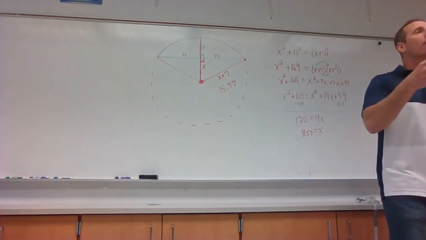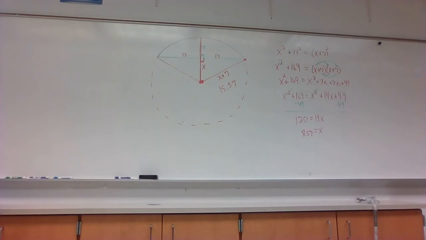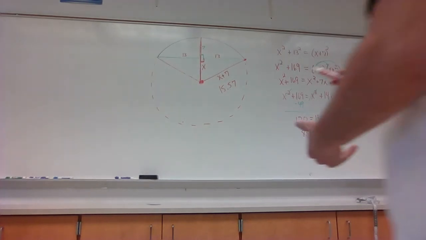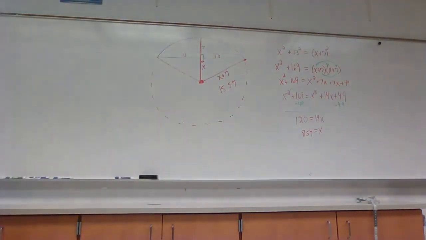Okay? So that dealt with a couple of things we talked about yesterday, and the day before, where a radius is perpendicular to a chord, it bisects the chord. We're creating right triangles to help us find missing sides.